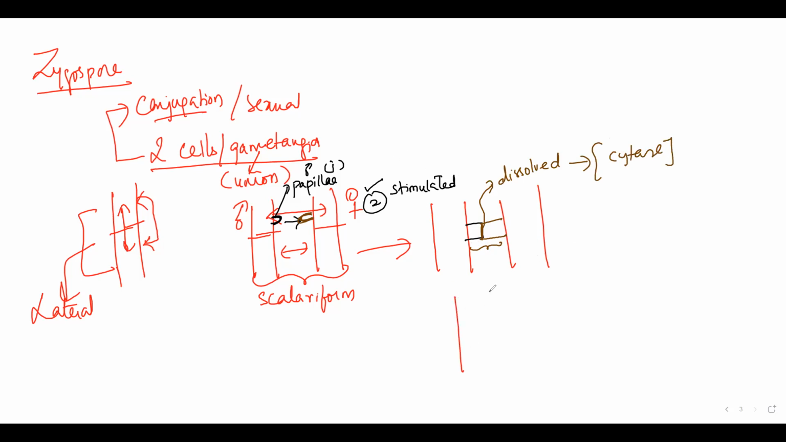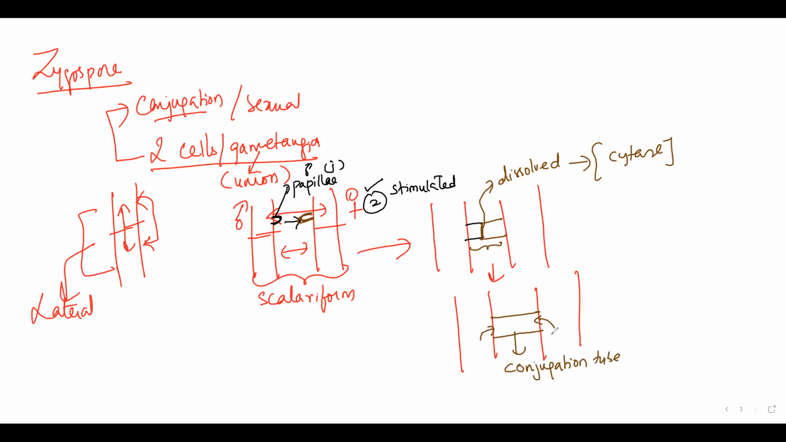Now you can see that both of these papillae have fused together, and you can easily see that things can move in, and this tube which is formed now is called a conjugation tube. This is called a conjugation tube, okay, between these two opposite cells.